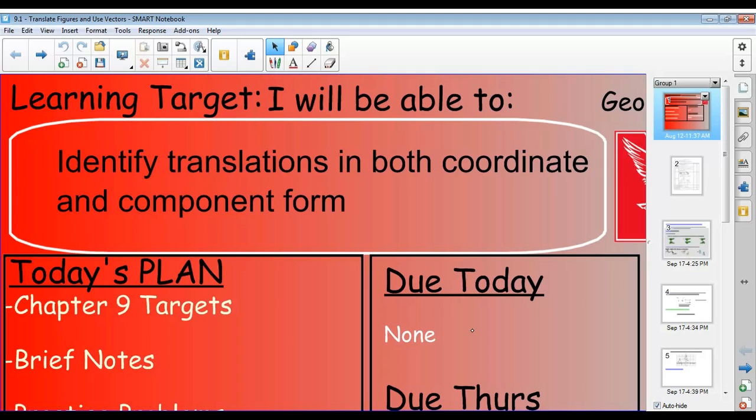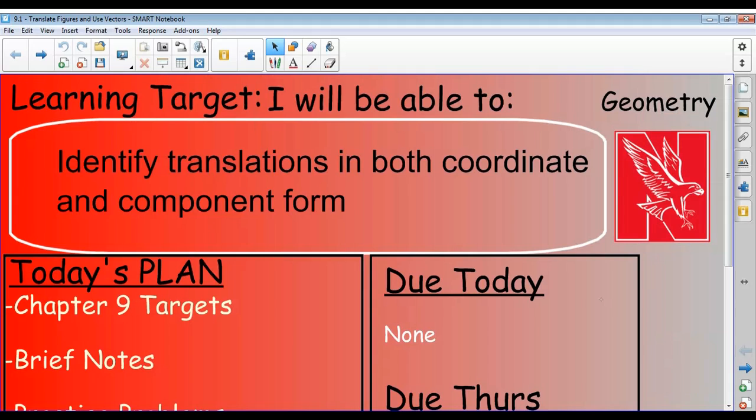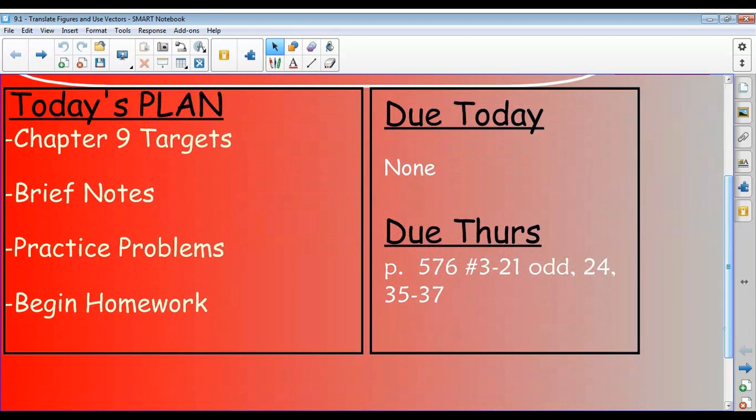Okay, so today we're going to talk about transformations, specifically a translation. So on the agenda for today, we're going to go over the Chapter 9 targets to kind of give you a preview of what's to come and see what you think or what you already know about those types of things. We'll do notes on translations briefly for a few minutes. So you will need a notebook out or something to write down here. We'll do practice problems over those types of things to make sure you've retained that information and can apply it. And then you should have time in class to start the homework, potentially even finish it.